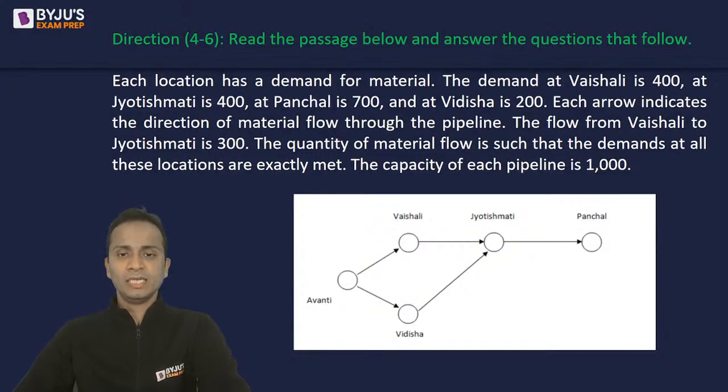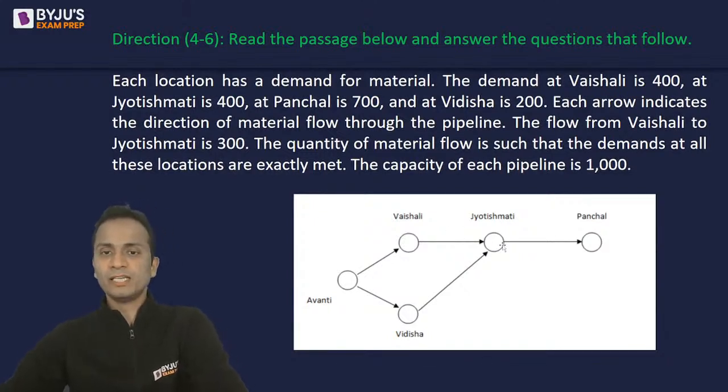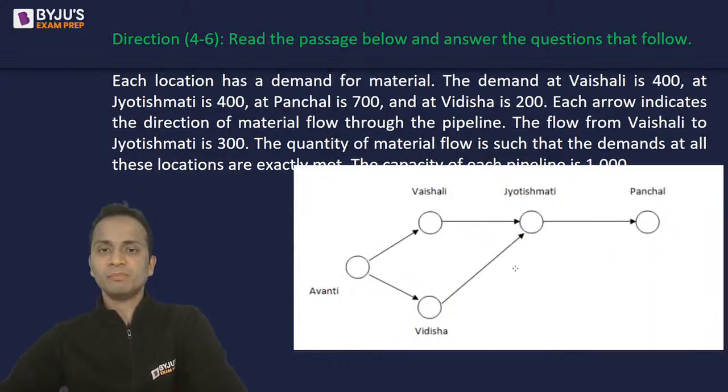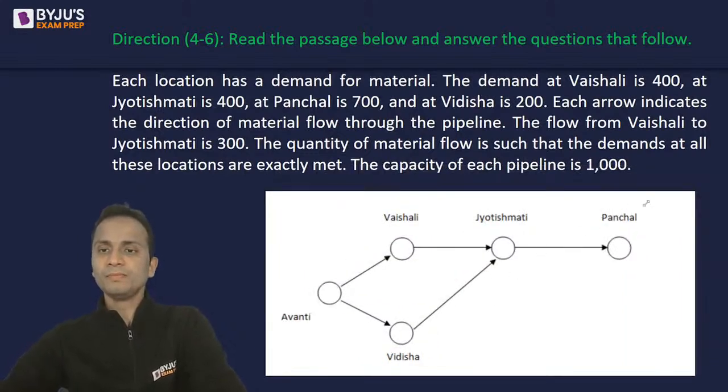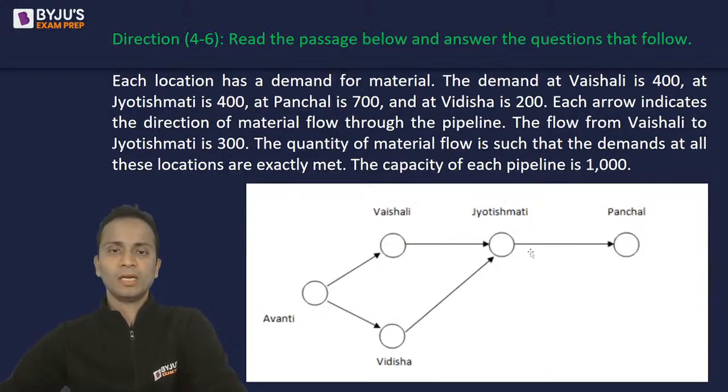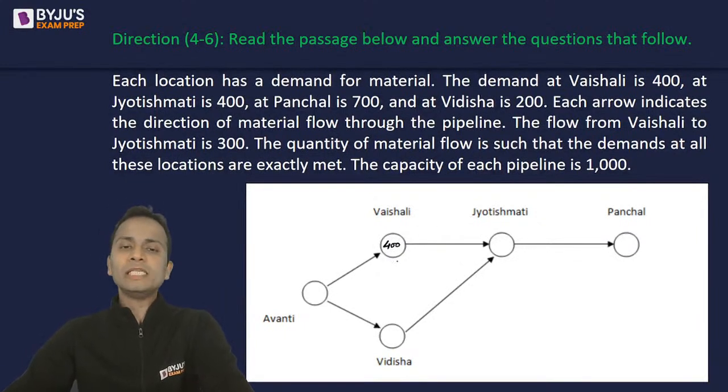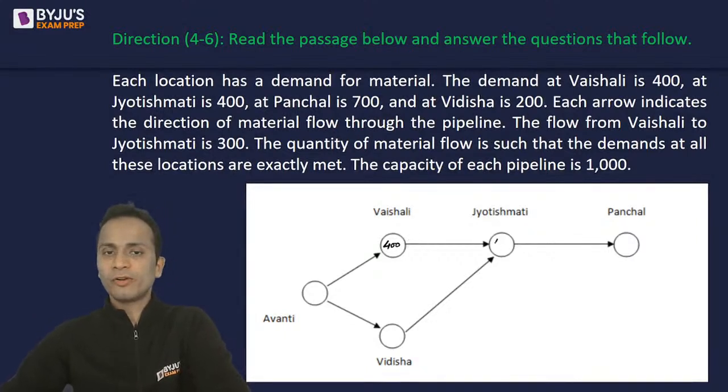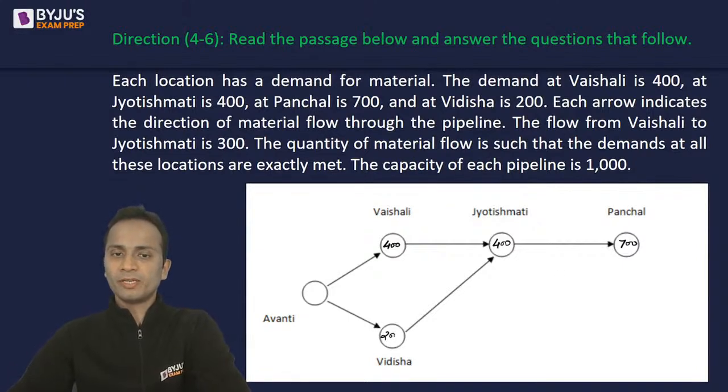Wait, let me increase the size of the diagram so that I can write these numbers properly. Now the demand at Vaishali is 400. I'll write all these demands inside the circle. At Jyotishmati it is 400. Panchal it is 700. Vidisha it is 200. Okay, and from Avanti everything starts. So everything starts from Avanti, the flow starts from Avanti.